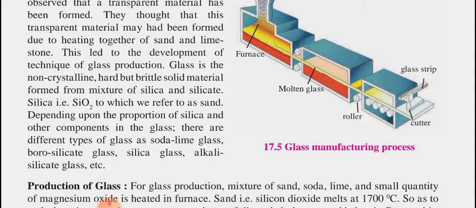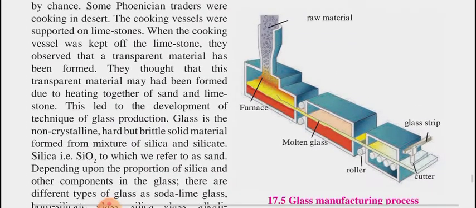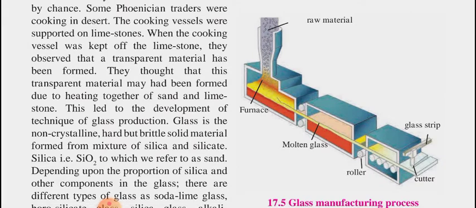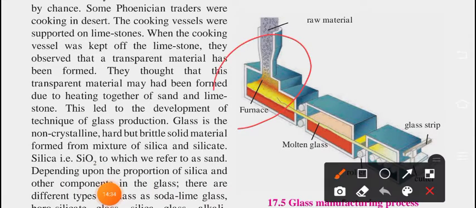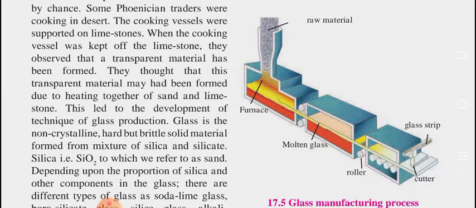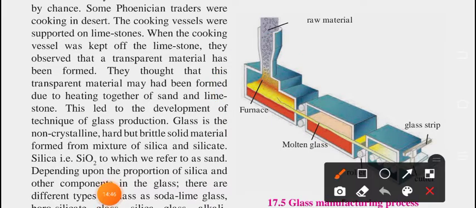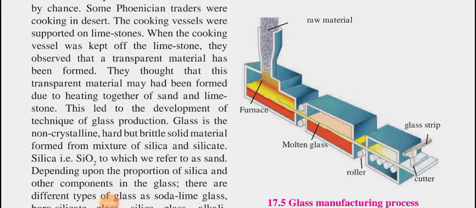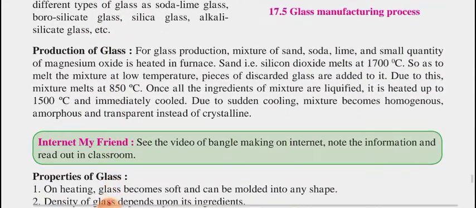The glass in which we have water is different from what we use in the chemical laboratory, such as test tubes and all. It is also a different type of glass. Borosilicate glass is also different. So here is the glass manufacturing process. You can observe here a furnace is there, with a lot of heat, around 1500 to 2000 degrees Celsius. The material gets molten, converted into molten glass, and then gets rolled, and the compound coming out is a glass strip, which we get after cutting.